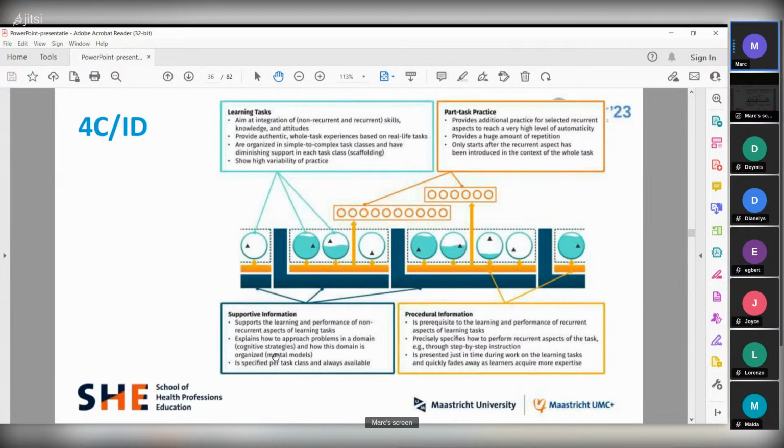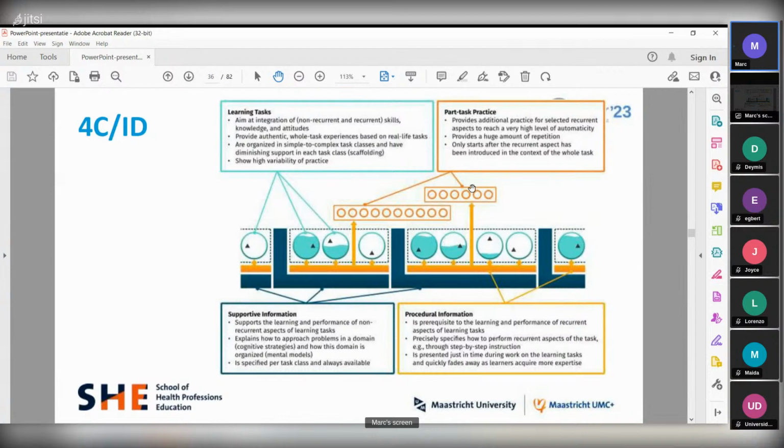What this model wants is that you're constantly learning with all those three things at the same time, so a whole task. But at the beginning, when you need to learn something, you'll have a lot of support. And then later onwards throughout the block or the course, the support will become less. Here, the dark blue part shows the supportive information.